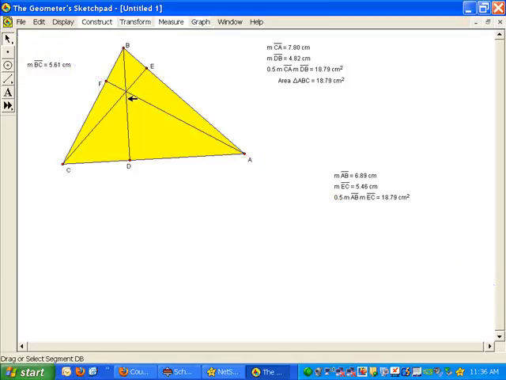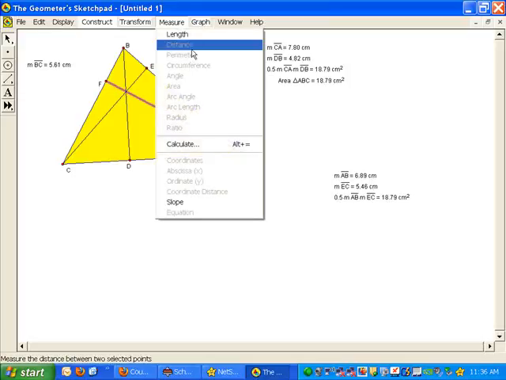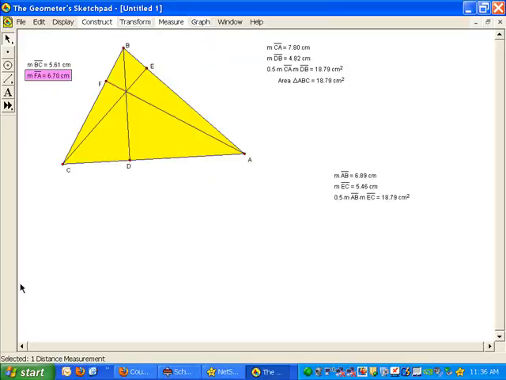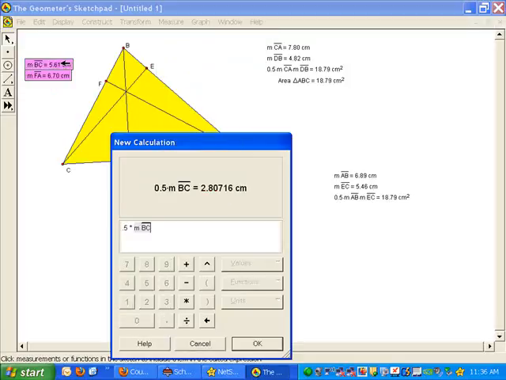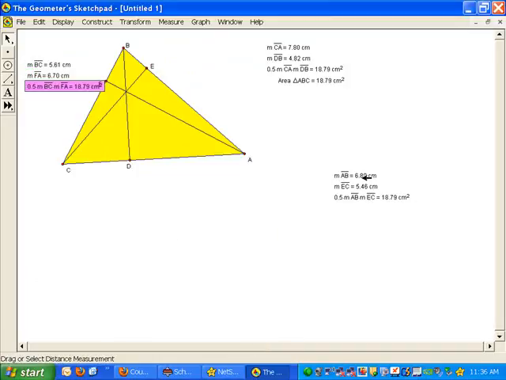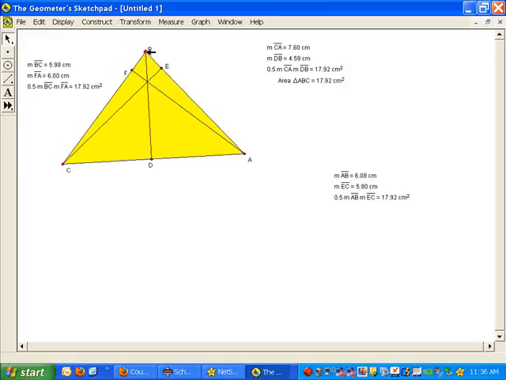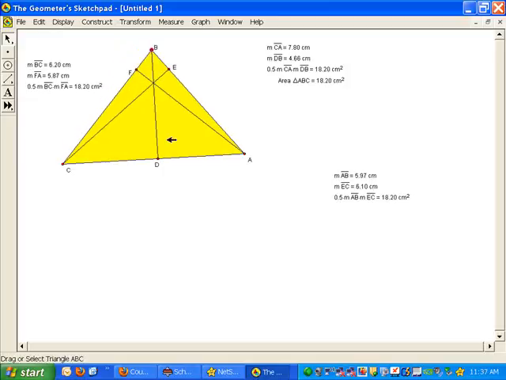Okay, I have my altitude AF, so let's measure that altitude as well. It's 6.7 for me, so once again I can confirm with the calculation. Is it true that 0.5 times my base times my height is equal to the areas that I got for all the other measures? And sure enough, it confirms that. Once again, no matter where I move these, that all stays the same.